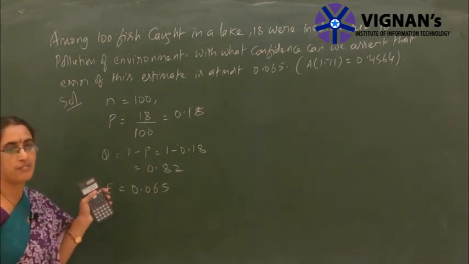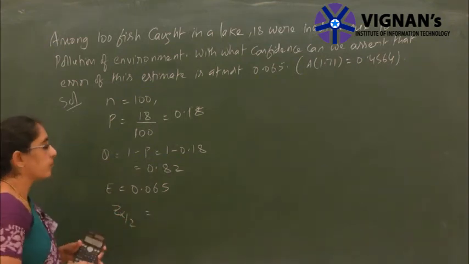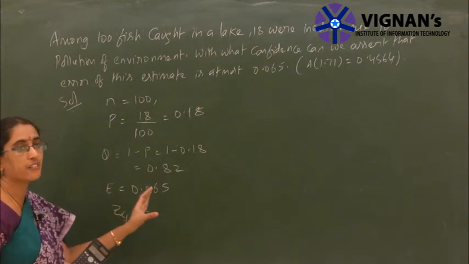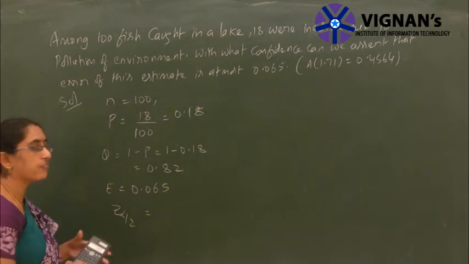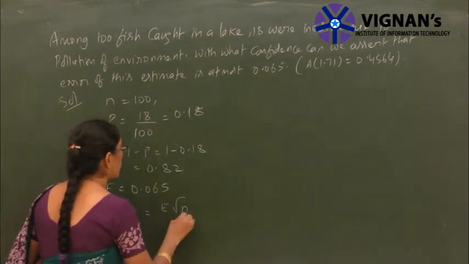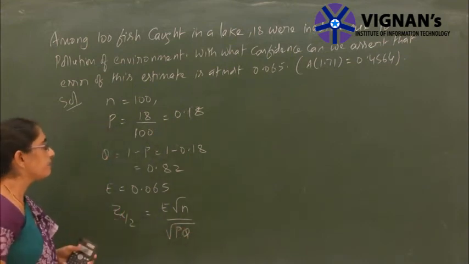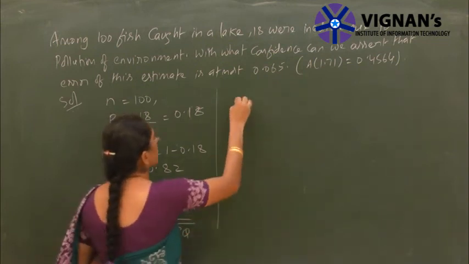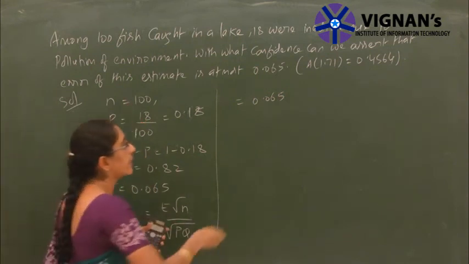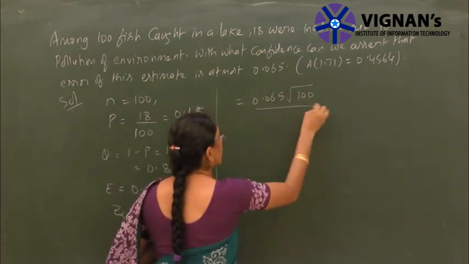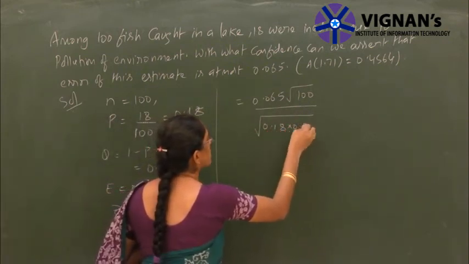Now we have to find the alpha value here. Actually the formula is error equal to Z alpha by 2 into square root of PQ by N. But here Z alpha by 2 we have to find. So Z alpha by 2 equals E into square root of N by square root of PQ. So from this, E means 0.065 into square root of the sample size 100, by square root of PQ, means 0.18 into 0.82 here.